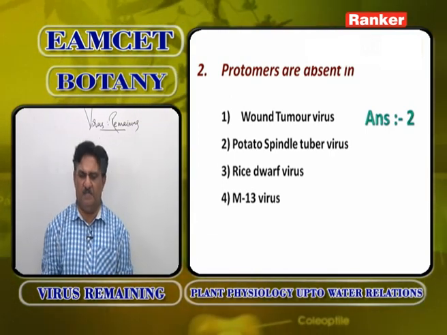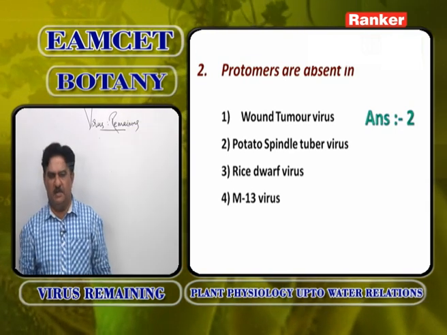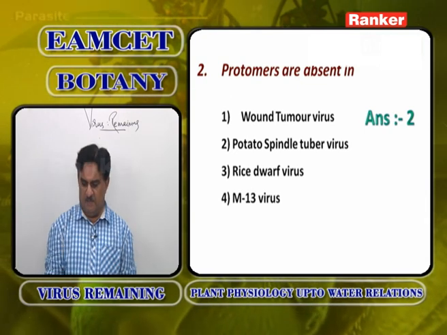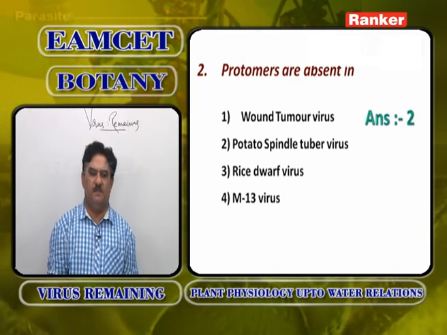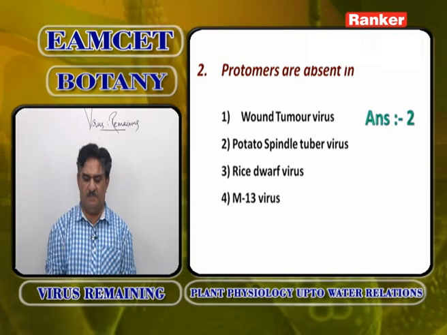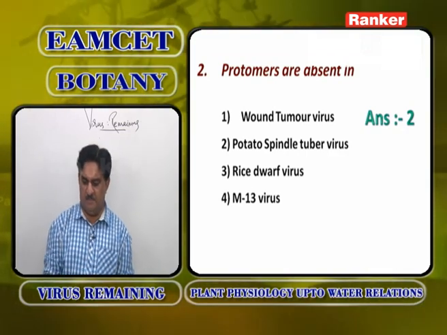In this, potato spindle tuber virus is a viroid. What is a viroid? It shows only nucleic acid. A protein coat is completely absent. If protein coat is completely absent, capsomeres are absent, that is protomers are absent. So, protomers are absent in potato spindle tuber virus, second option.